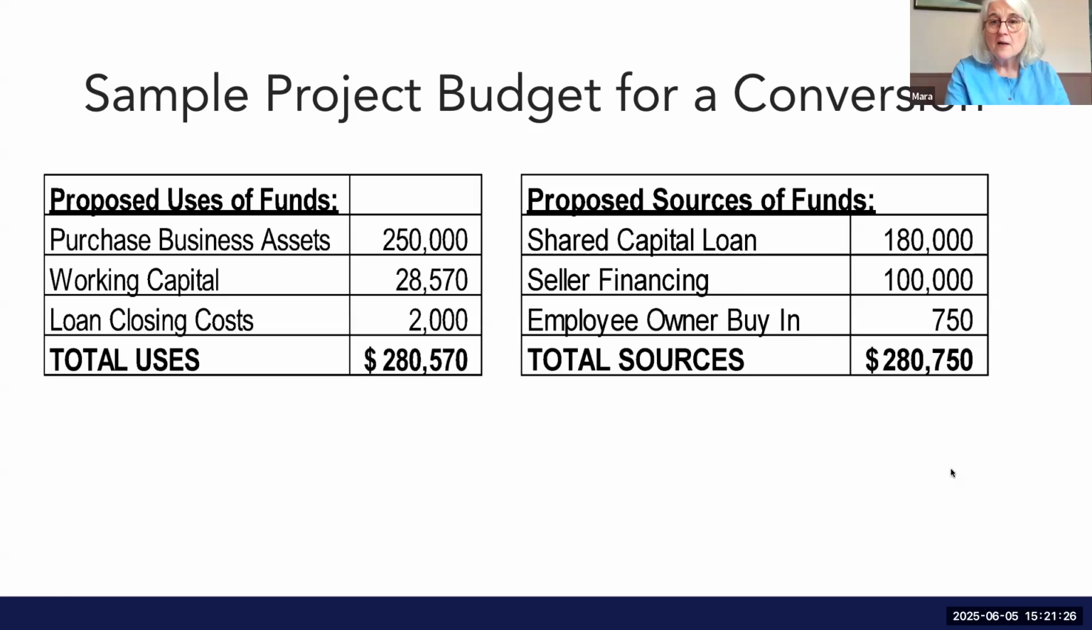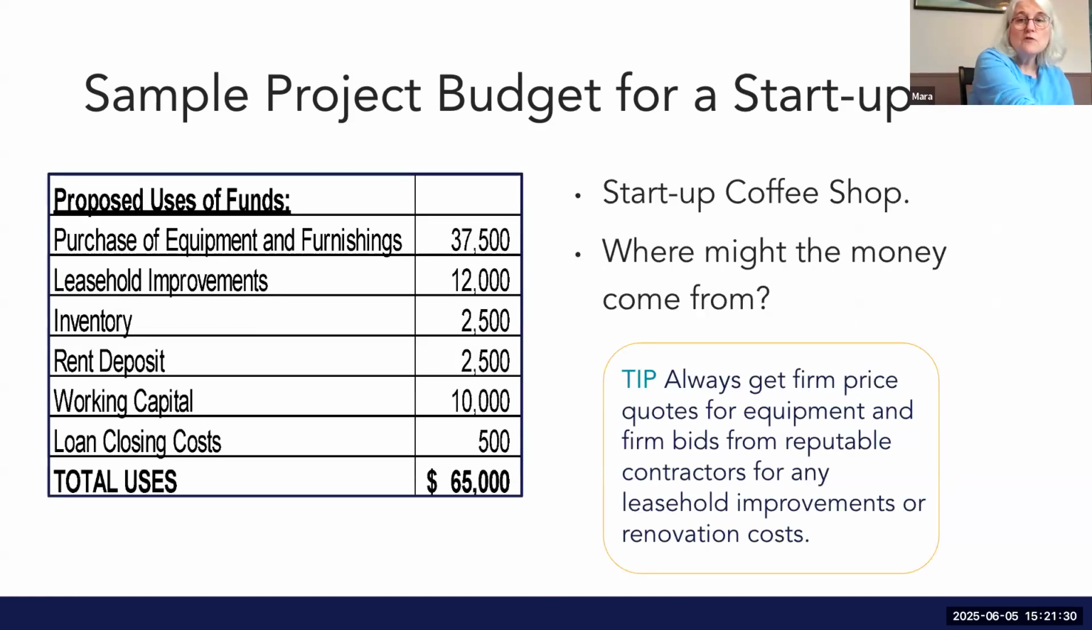So, okay, let's move on to the next slide then. So this is the final example of a project budget, and this is for a startup business. In this case, it's for a startup coffee shop, and it's also based on an actual coffee shop. And this particular owner of this coffee shop is very lucky, because they have found a space that was used as a coffee shop before. And so they don't have a lot to spend money on.